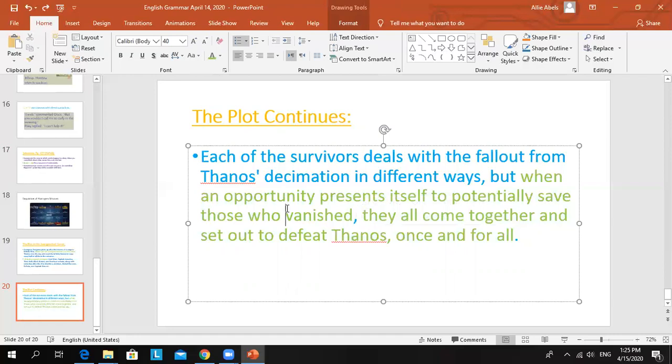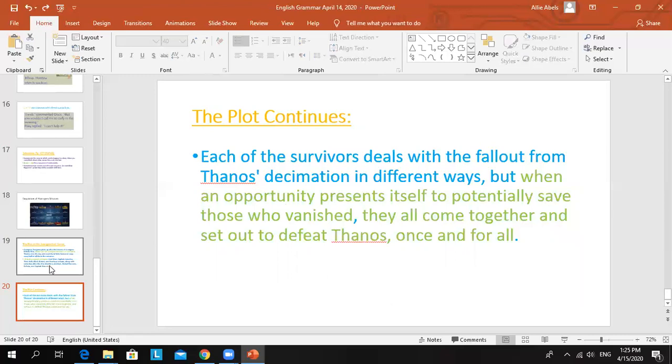So this example of a plot basically stated how the story started. Endgame started with Thanos destroying half of the universe, and also the Avengers being disunited. And in the middle of the story, they started working together. The Avengers started working together, and at the end, Thanos basically was defeated by them. And that is a perfect example of a plot.